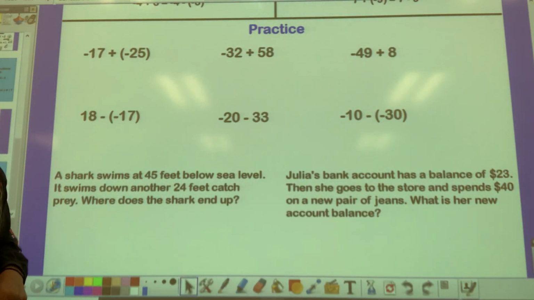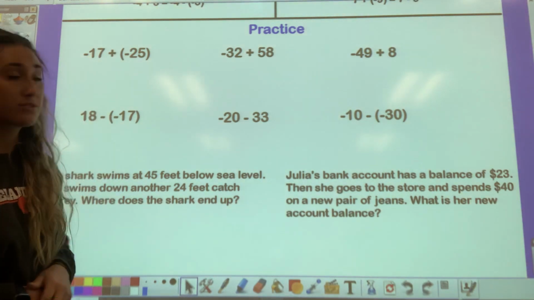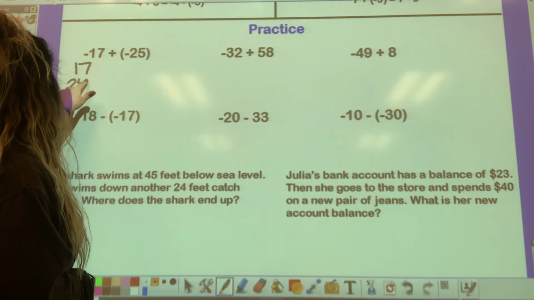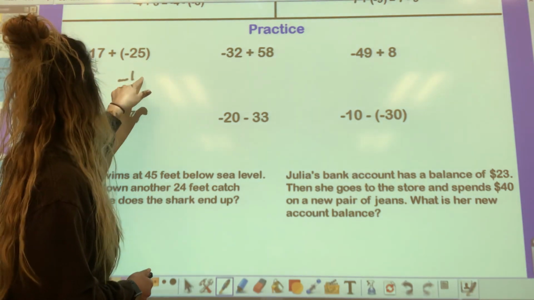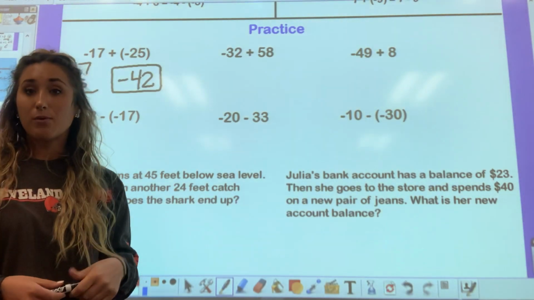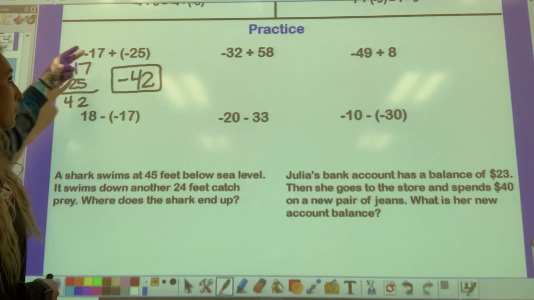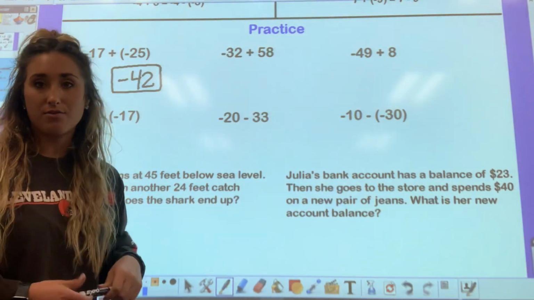The first one we have is -17 plus -25. This is adding integers with the same signs. So really we can just add those numbers. 17 plus 25 is 42. And then remember, we keep that negative sign, making it -42. I always recommend visualizing the number line. Like, we would start at -17 and go to the left 25, and it makes sense that we would end up somewhere around -42.